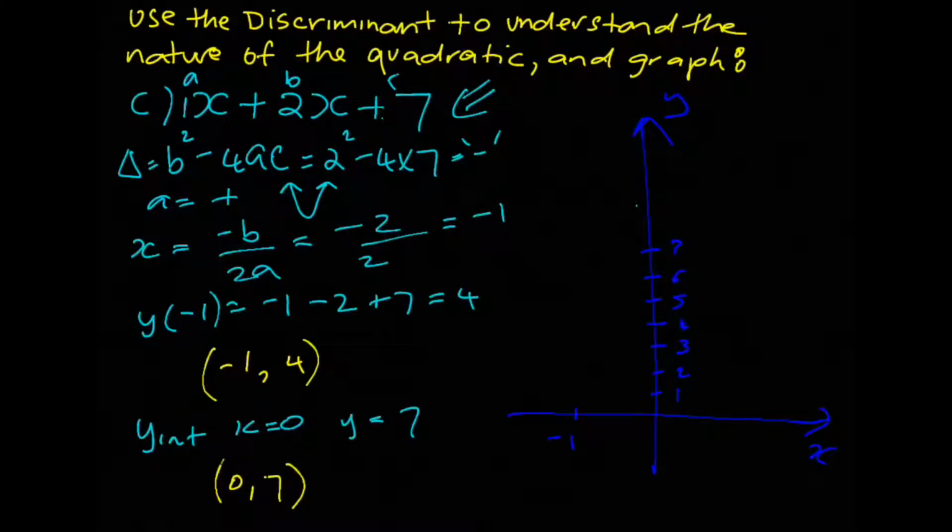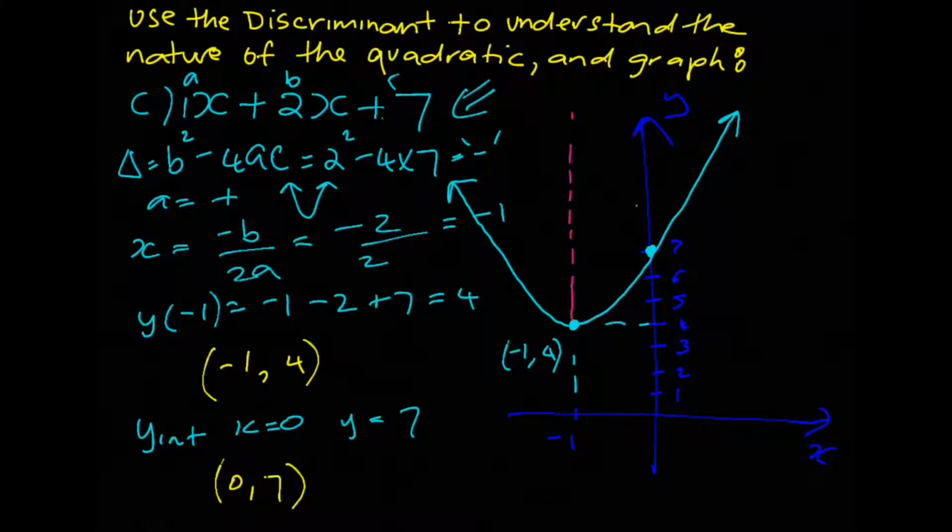So 0, 7 is the y-intercept. So then going ahead and graphing this, we have negative 1, 4 is our turning point. Now we've worked out that it's positive, and 0, 7 is our y-intercept, so it's going to have this sort of shape. And then the axis of symmetry goes through the turning point at x equals negative 1.